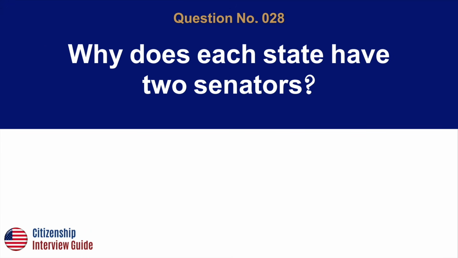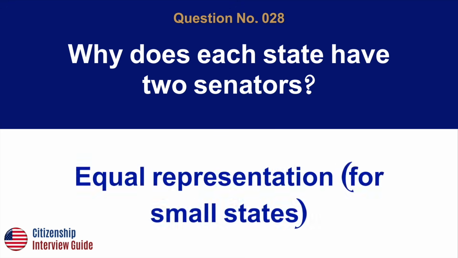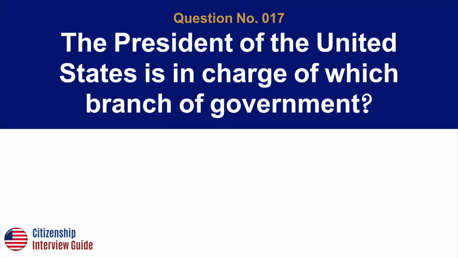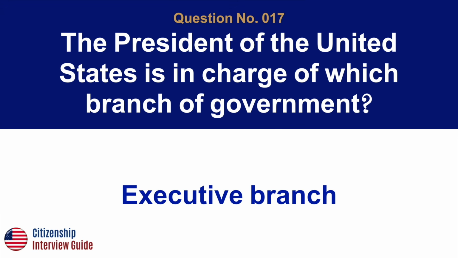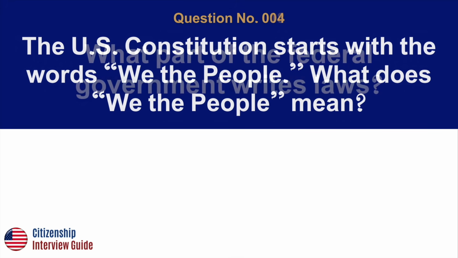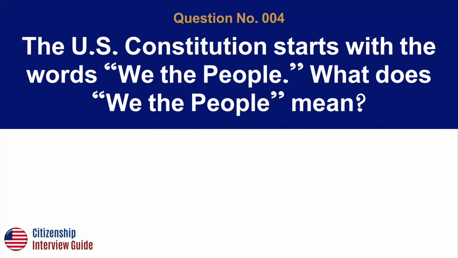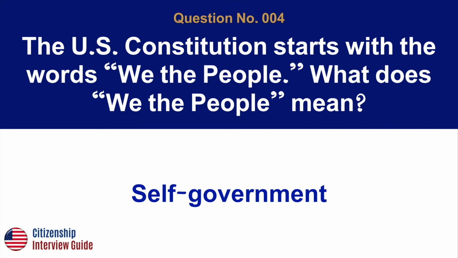Why does each state have 2 senators? Equal representation for small states. The President of the United States is in charge of which branch of government? Executive branch. The U.S. Constitution starts with the words, "We the people." What does "we the people" mean? Self-government.